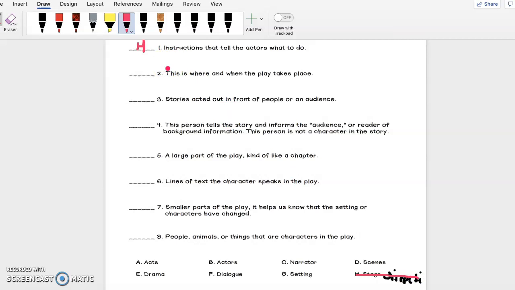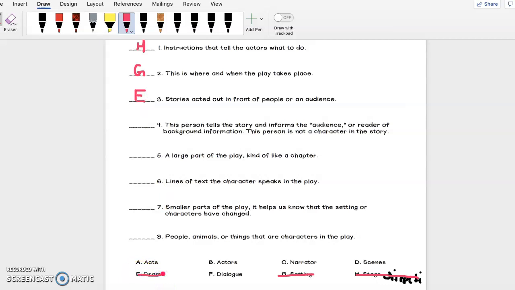Number two, this is where and when the play takes place. Guys, super easy. We know that this is G, the setting. Okay. Number three, stories acted out in front of people or an audience. Remember, guys, I told you that a play is a drama. That's what theater people call plays. And we know that these are dramas. And so that is E.